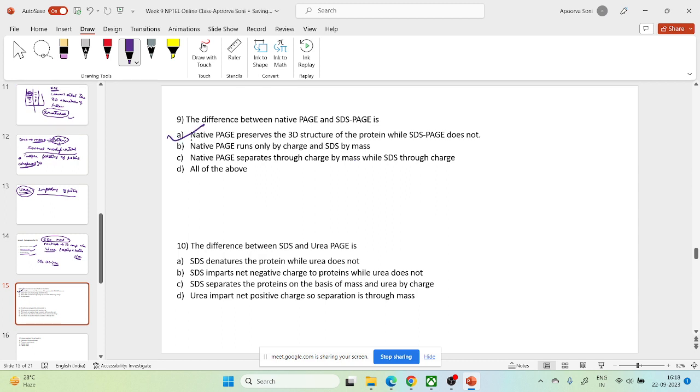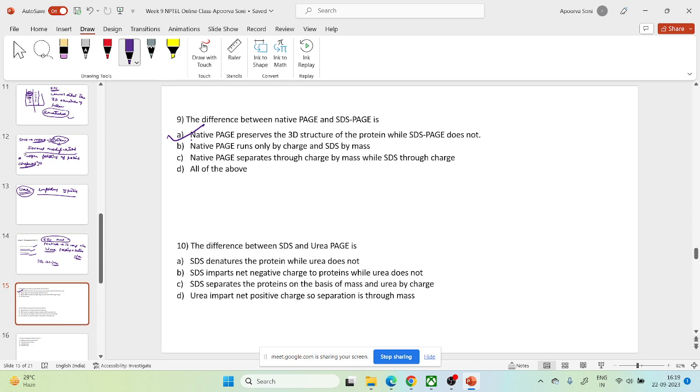Here, difference between SDS and urea pages. SDS denatures the protein while urea does not. SDS imparts negative charge to protein while urea does not. SDS separates the protein on the basis of mass and urea by charge. And urea imparts that positive charge. So separation is through mass. So on the basis of these options, what is the correct answer? Option D. SDS imparts net negative charge.